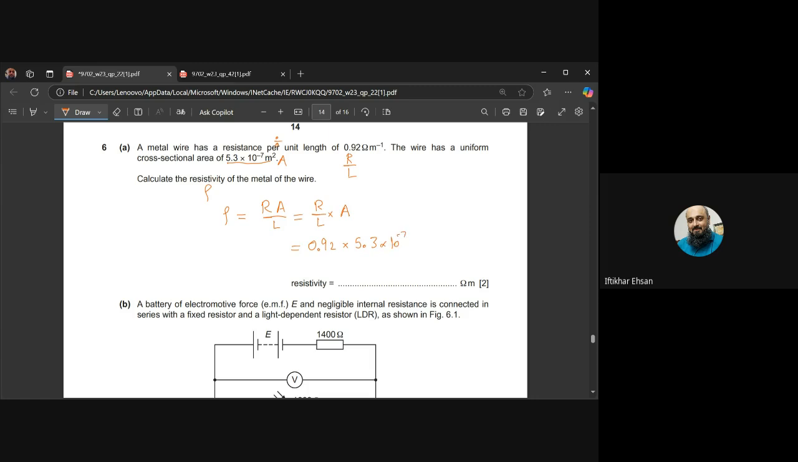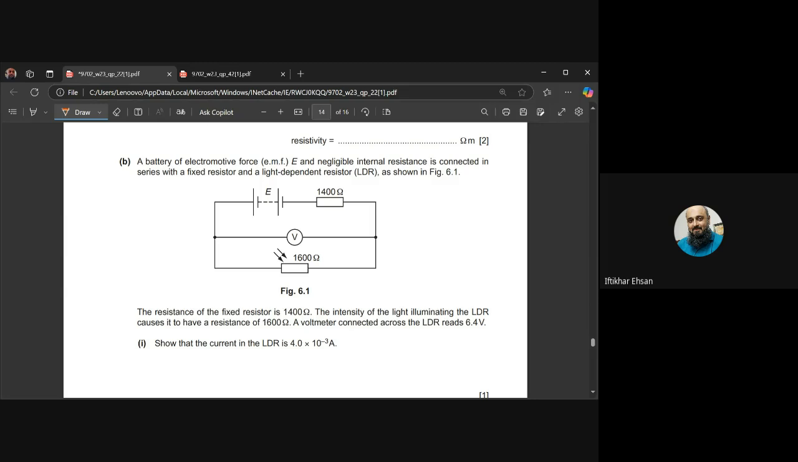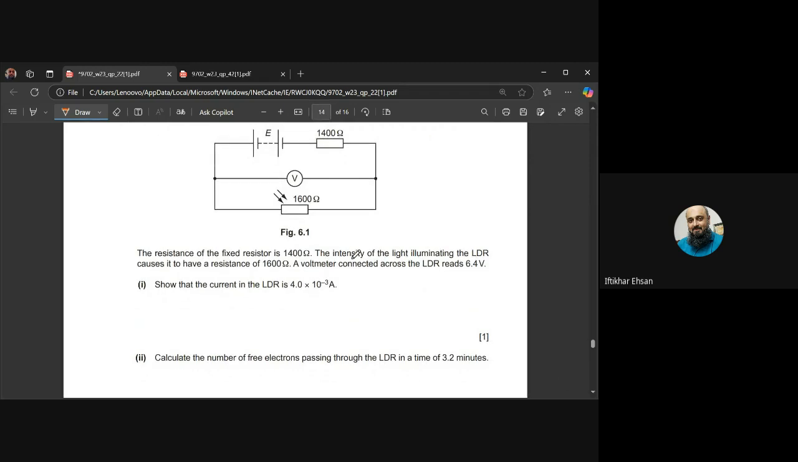You solve it. I hope it's done. Now, a battery of EMF and negligible internal resistance is connected in series with a fixed resistor and a light dependent resistor, you can see. A resistance of the fixed one is 1400 given, and the light intensity causes it to have some resistance. The voltmeter connected across reads 6.54 volt, so that the current in LDR is this. So we know voltage and resistance.